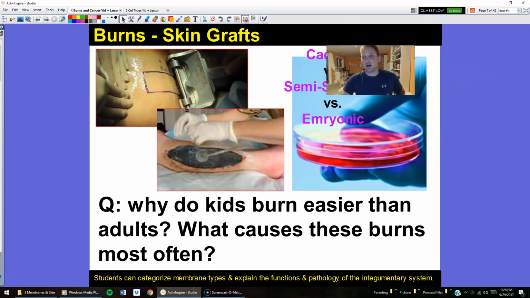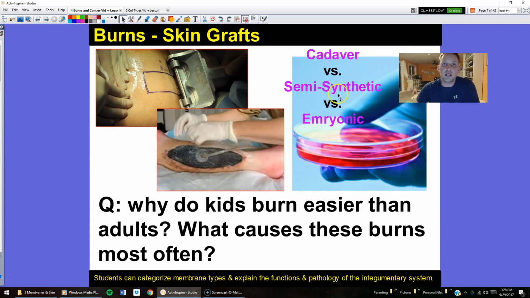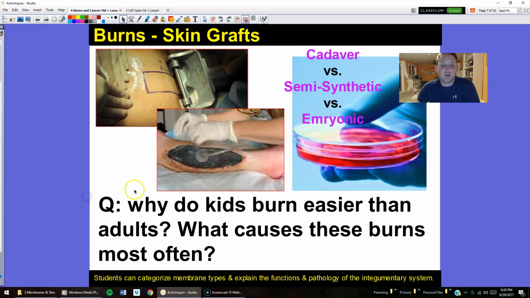In class, we'll talk about burns and skin grafts. This is an article that we'll read again in class. Don't read that right now. But I do want you guys to think about, just a quick question, why do you think little kids burn more easily than adults? What causes these burns most often? My pediatrician warns my wife and I about certain things about causing burns to kids. They're more likely to get burned by the sun and burned by things in the house or in the car. So you might think about that real quick, and again, we'll talk about that in class.